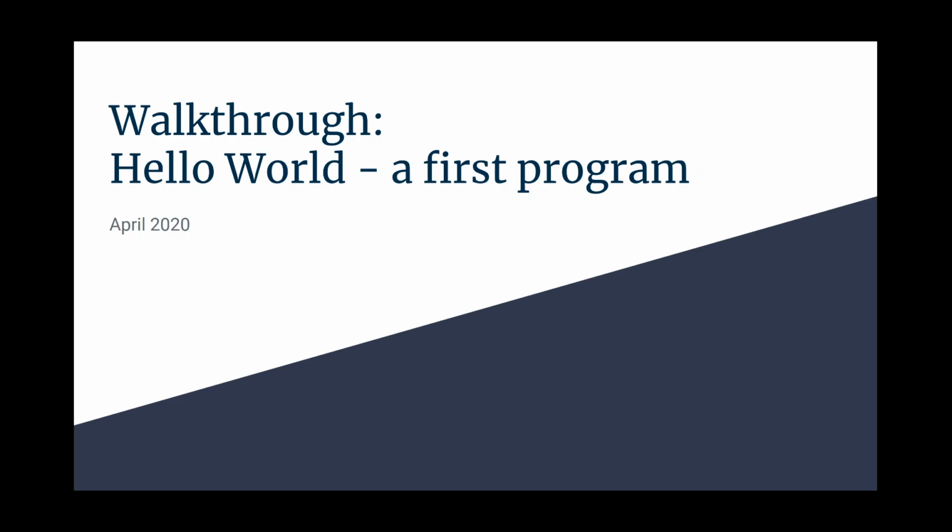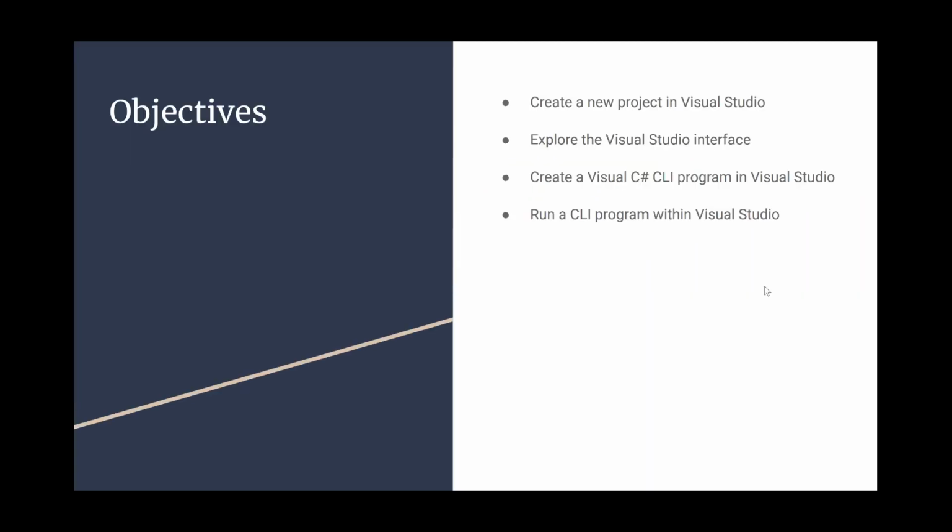Okay, so in this video, I'm going to walk us through building our first console application and HelloWorld program. The objectives for this walkthrough are going to be to create a new project in Visual Studio. We'll explore the Visual Studio interface a little bit just to familiarize ourselves with how we can navigate it to get some basics of basic programming done. And we'll create a Visual C# CLI program or a console application, and then we're going to make some edits to and run that program. So let's get it.